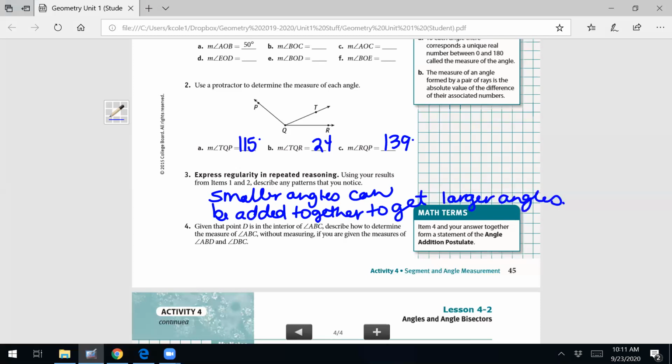Okay, number 4 says, given that point D is the interior of angle ABC, describe how to determine the measure of ABC without measuring, if you are given the measures of angle ABD and angle DBC. So we could just draw something similar to that. This is A, this is B, this is C, and D is the interior.